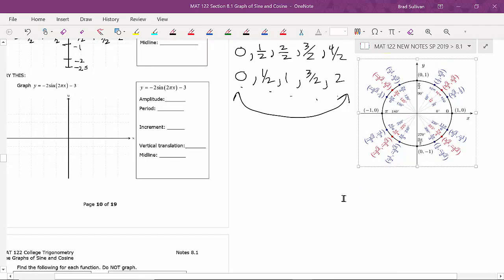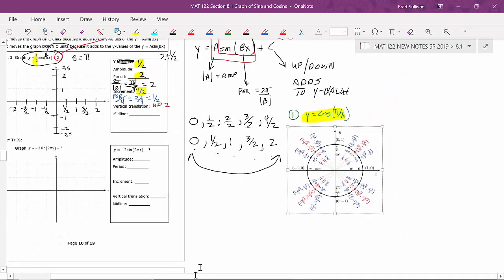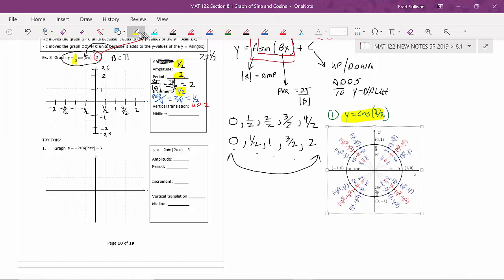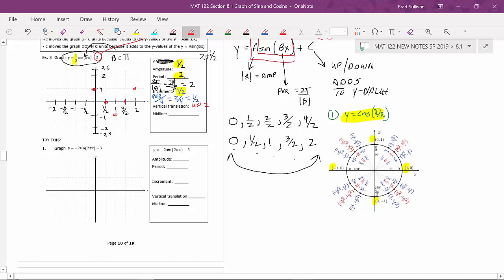So the idea is when you're at 0, then the cosine of 0 is 1. For now, we're just going to plot the main cosine values. The main cosine values go 1, 0, negative 1, 0. We've got the increment change, so we just put a dot there. Then we put a dot here, and then down to the minimum, like that. That is the graph of, and it's good to label this, y equals cosine of pi x.